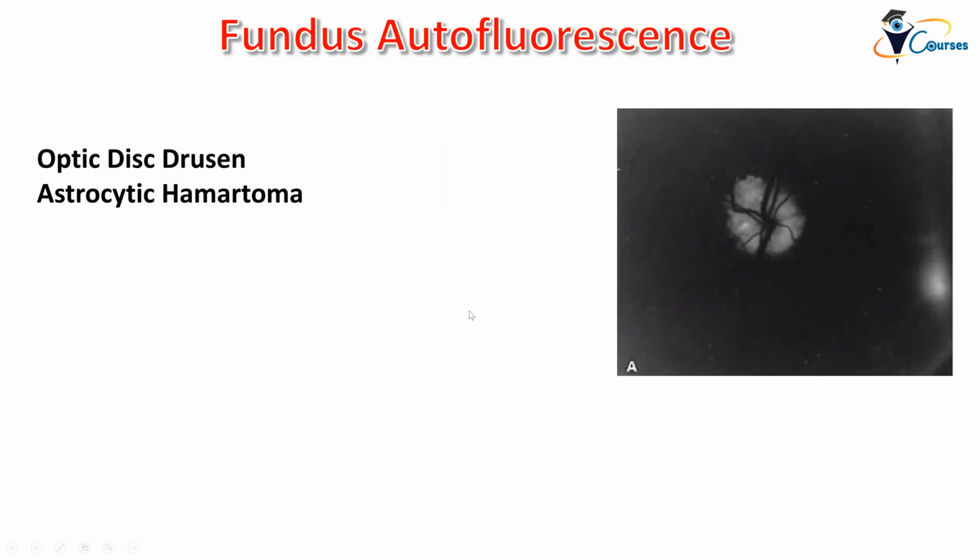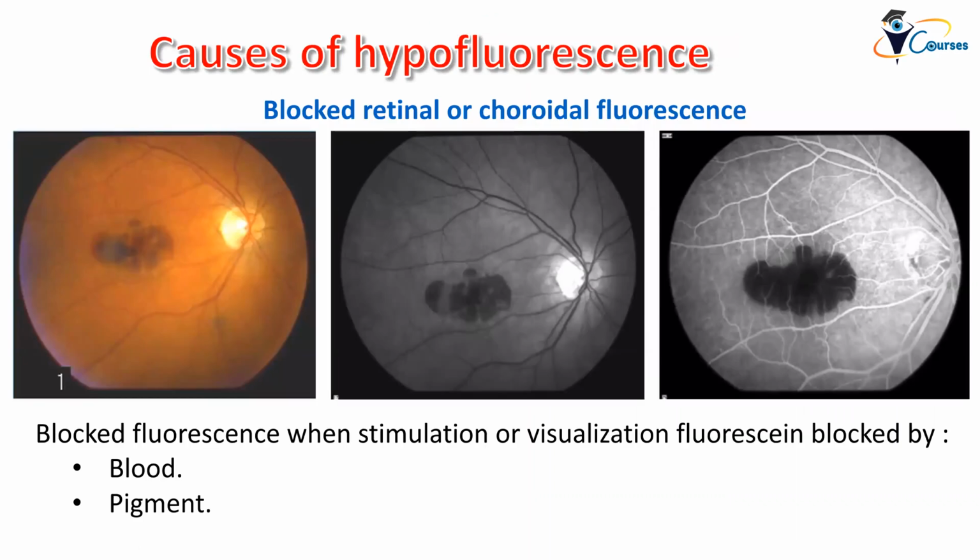So what about the hypofluorescence? The hypofluorescence is when there is blocked retinal or choroidal fluorescence. We just mentioned that the fluorescein will pass through the choroidal circulation and retinal circulation. If there is anything that will mask or block the appearance of fluorescence from the choroidal vessels or retinal blood vessels, then this will result in hypofluorescence, this blackish color.